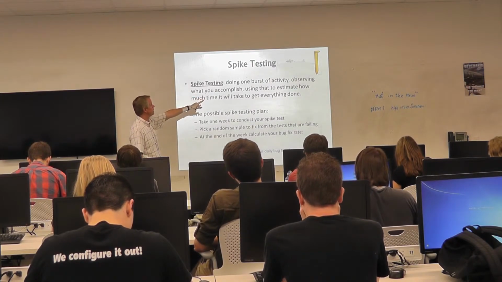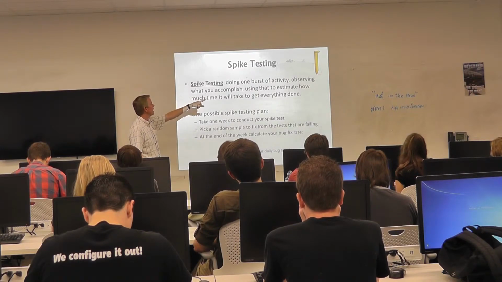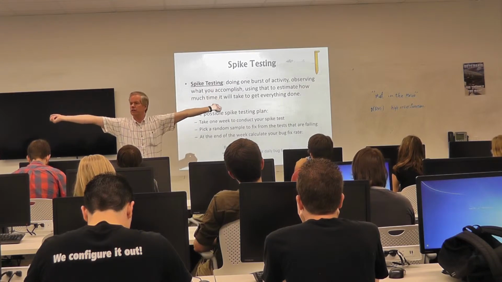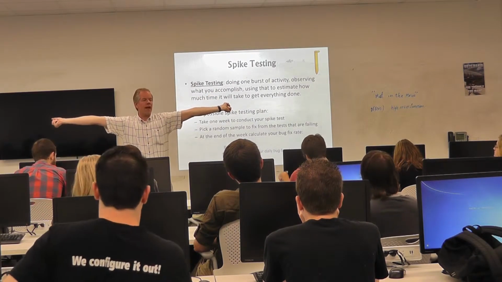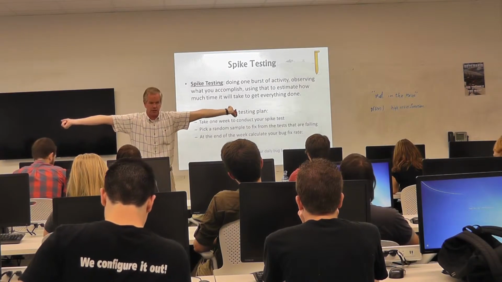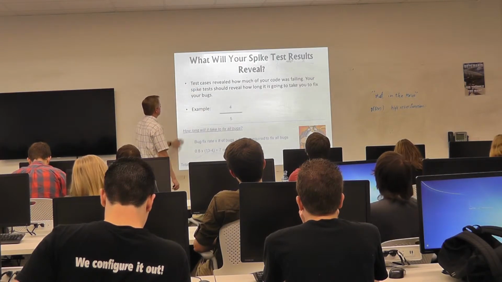You do one burst of activity, you observe what you accomplished, how many bugs was I able to fix, and then you use that to estimate how much time it's going to take to get everything else done. Does that make sense? Do something hard and fast for a short period of time and then use that as a measurement to tell you how long everything else is going to take. Time. Spike testing plan, test cases.